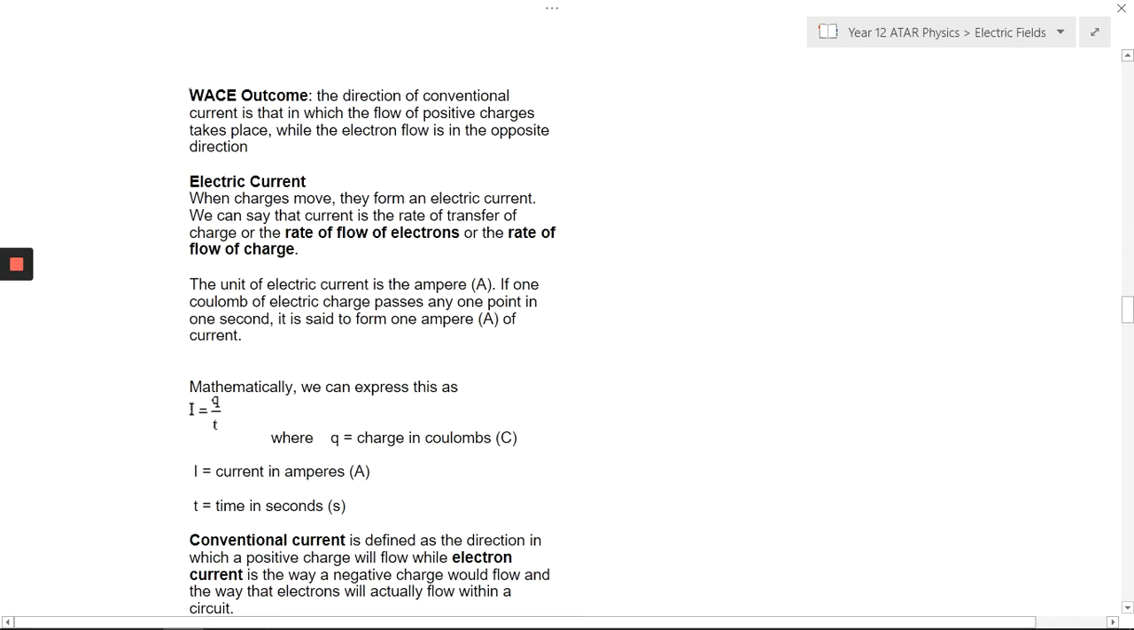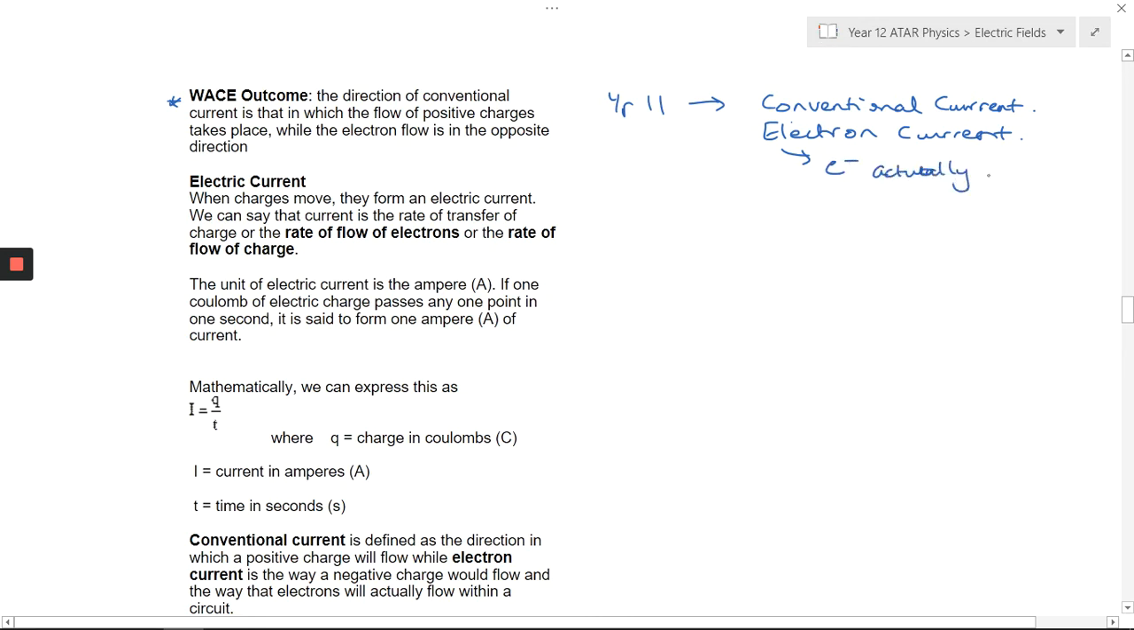So in this video, we're looking at the outcome on the direction of conventional current. Okay. So just from last year in Year 11, we remember that we looked at conventional current and electron current. Electron current is what electrons actually do in a circuit.